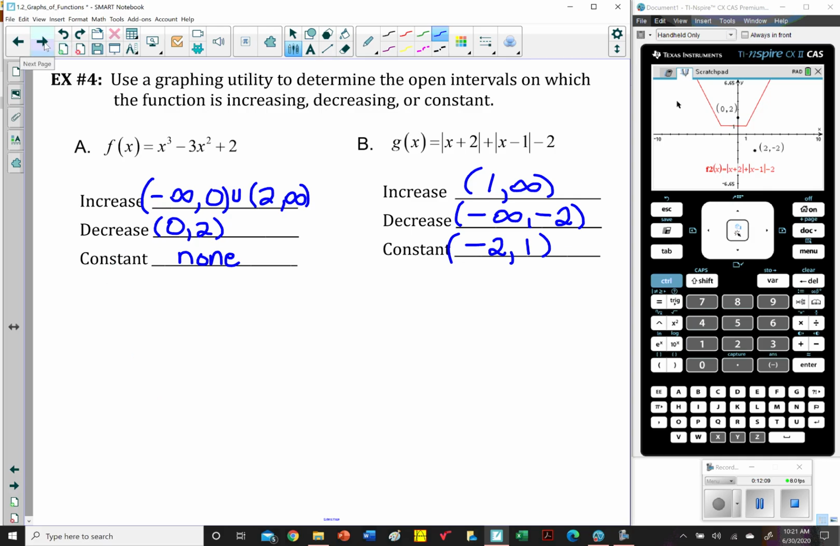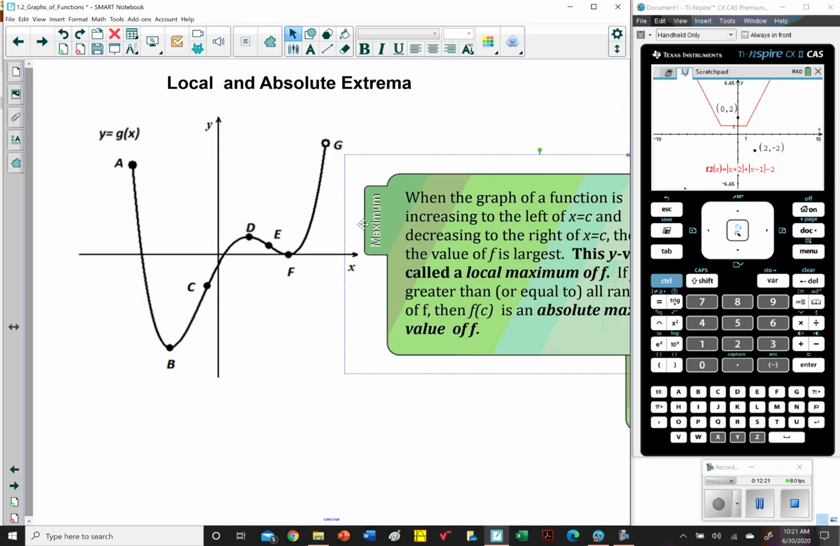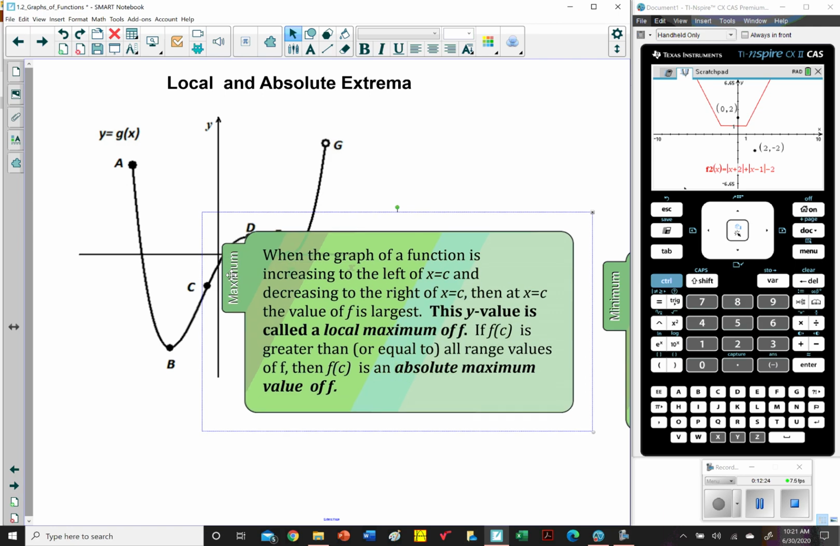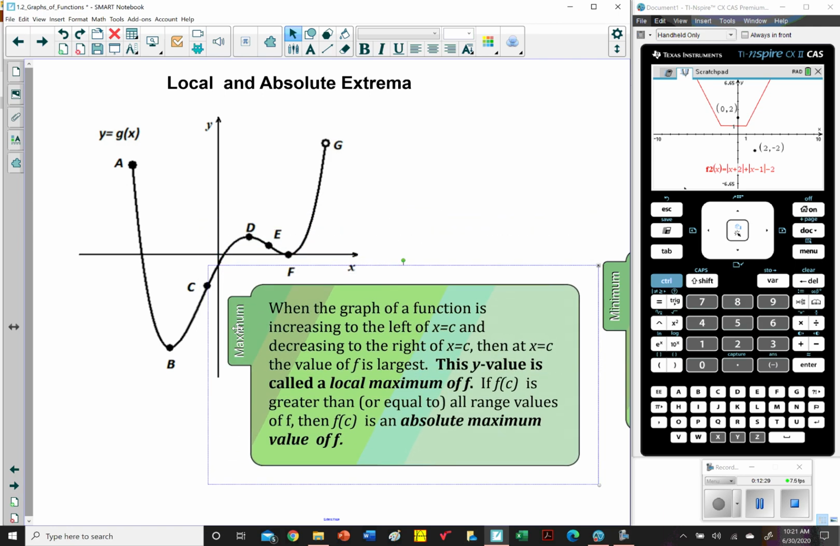Let's go look at extreme points now. So we want to look at the idea of a maximum and a minimum. I believe this is my definition here. A local maximum: when the graph of a function is increasing to the left of a point and decreasing to the right of a point, then that point value is going to be the largest value of the function. This y value is called a local maximum. If it's the biggest in the whole interval, it's the absolute maximum.